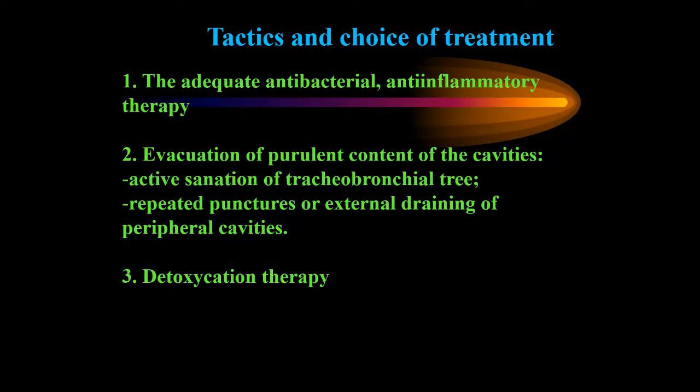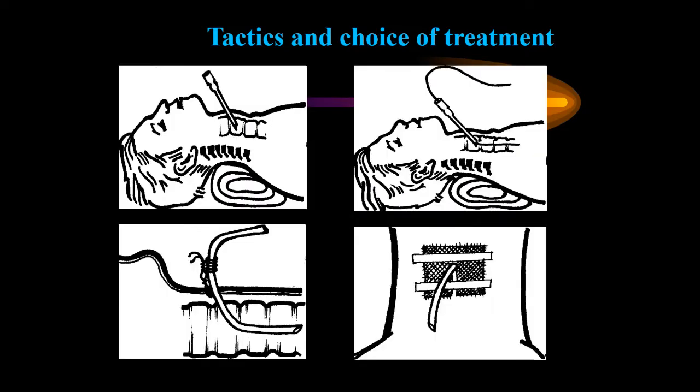Tactic and choice of treatment. At first, adequate antibacterial and anti-inflammatory therapy. Second, evacuation of the purulent content of the cavities: active sanation of the tracheobronchial tree or repeated puncture or external drain of the peripheral cavities. And third, detoxification therapy. Sometimes for prolonged tracheobronchial lavage, the patient needs formation of a tracheostoma.